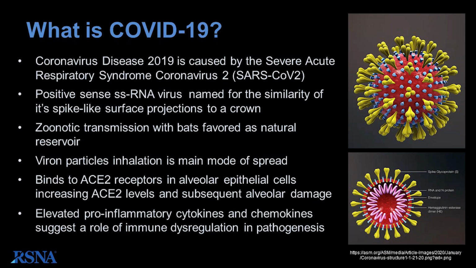The transmission is believed to have been zoonotic in origin, with bats favored as the natural reservoir, and the virions are spread through inhalation as the main mode, although there have been cases reported of spread through conjunctival membranes. The virus, once inside the body, binds to ACE2 receptors in the alveolar epithelial cells and triggers increasing levels of ACE2, which subsequently lead to alveolar damage. Elevated pro-inflammatory cytokines and chemokines have also been observed in these patients and are felt to play a role in the process of pathogenesis.